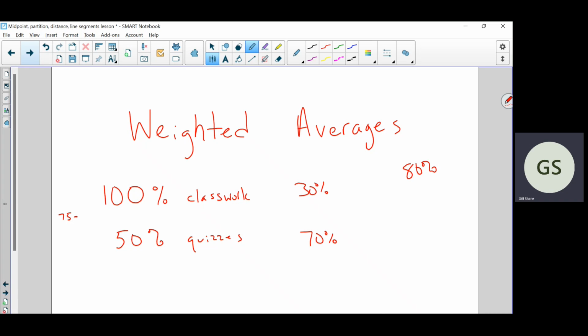So 80% wouldn't make sense, because that's going more toward the 100%, which isn't worth as much as this. This 100% is only worth 30% of your grade. This is worth 70% of your grade. So what do you think? Let's take a couple guesses. Just throw a number out.